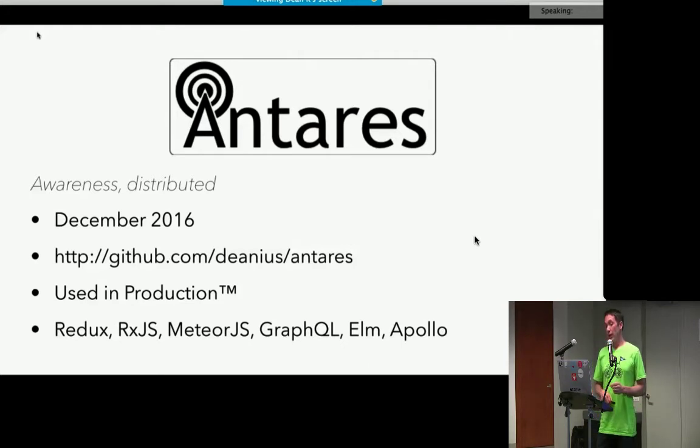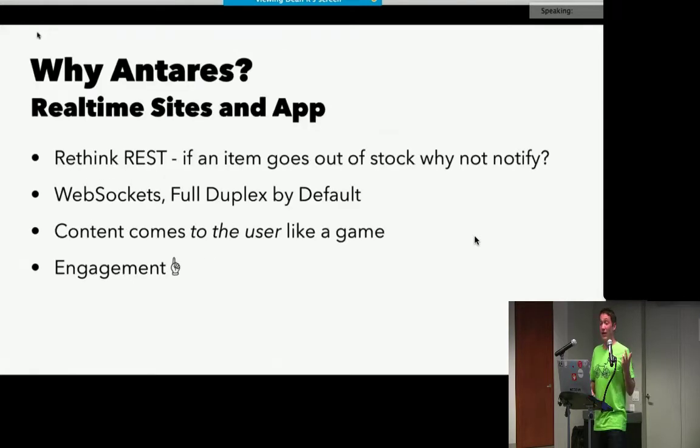And then here's the buzzword soup that almost became my talk title. I mention Redux, RxJS, MeteorJS, GraphQL, Elm, Apollo, because the first few are actually incorporated into Antares, and you're using them if you use Antares. And the other ones just have a philosophy that I think is consistent with Antares. So if you like any of those, you might like Antares. If you like solving these kinds of problems, you might like Antares.